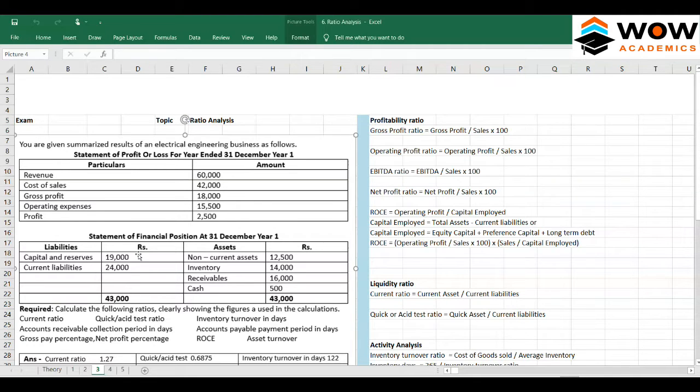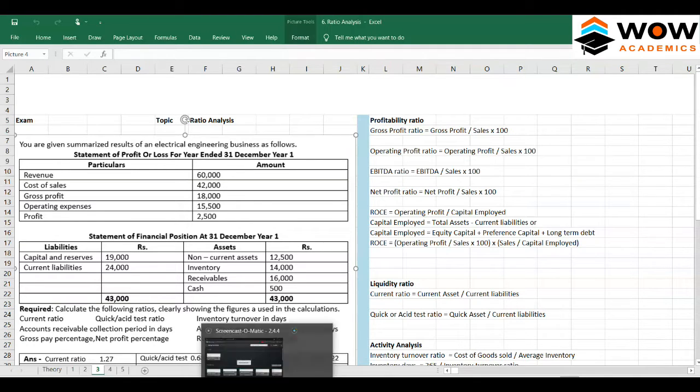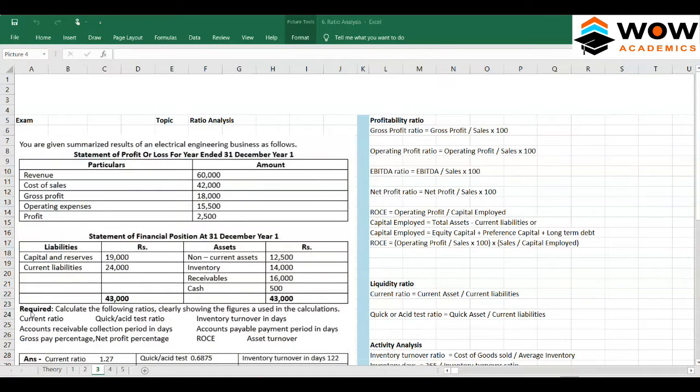So in this sum, we have to calculate the following ratios. Required, calculate the following ratios, clearly showing the figures used in the calculation. We have to calculate current ratio, quick ratio, inventory turnover in days, accounts receivable collection period in days, accounts payable payment period in days, and gross profit percentage, net profit percentage, ROCE, and asset turnover.